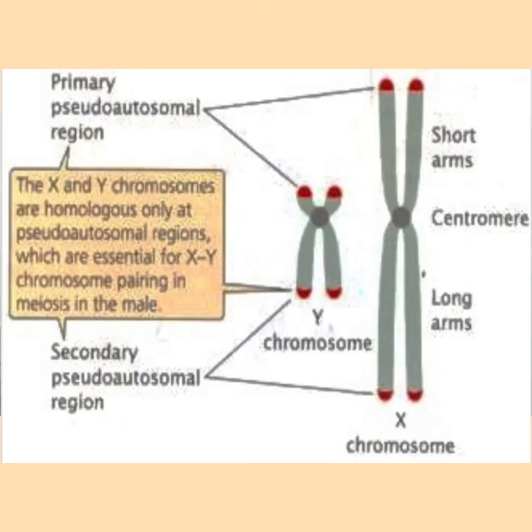Here you can see that the X chromosome is larger and the Y chromosome is smaller. At the terminal ends, the upper part contains the pseudo-autosomal region, which is the primary, and the lower part is the secondary pseudo-autosomal region. These regions are homologous to each other.